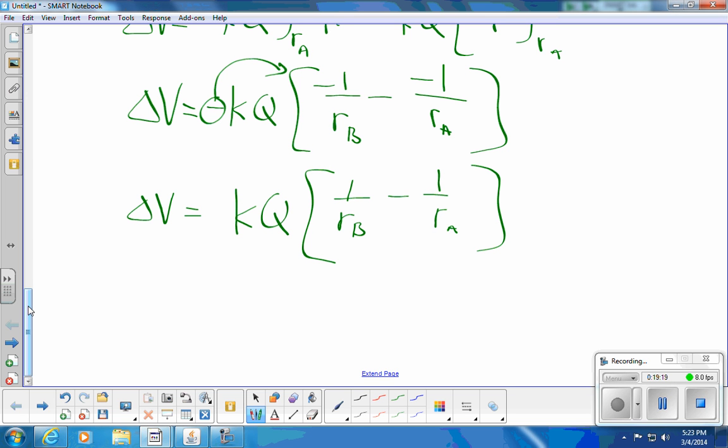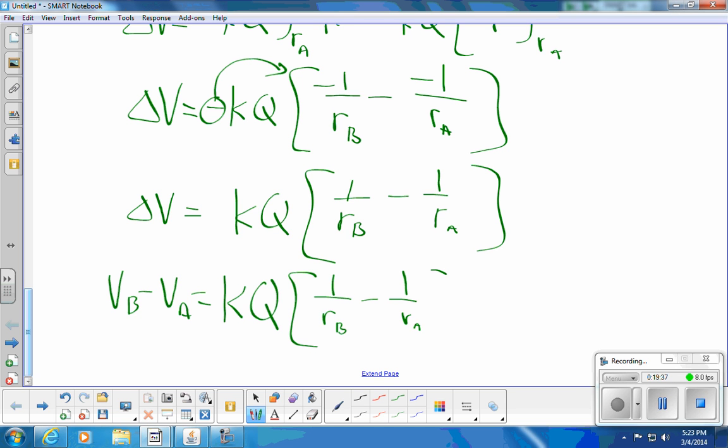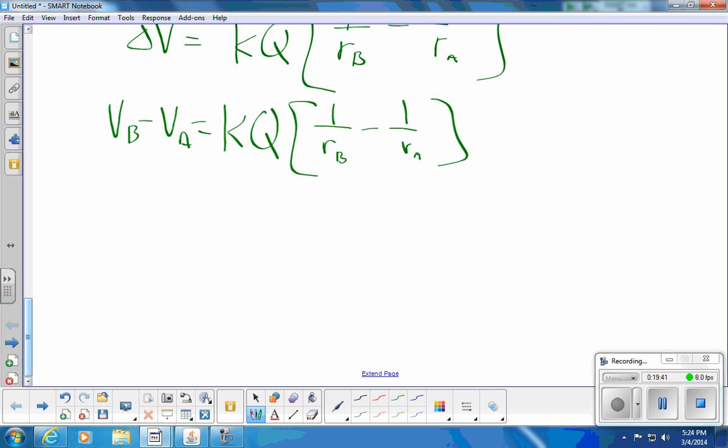Okay, what is delta V? Delta V is the change in potential, that at B minus that of A. So I'm going to actually write this as VB minus VA equals kq, and again I'm going to go brackets, 1 over RB minus 1 over RA. Okay, so why did I break up the delta V? Well, because as we saw up at the top here, what I'm going to end up with is actually an expression for V as a function of position, not delta V.